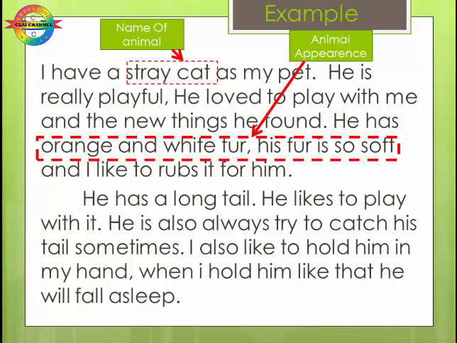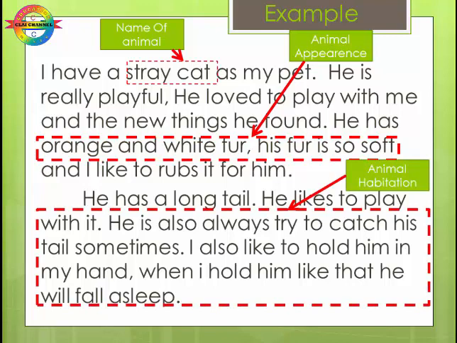His fur is so soft and I like to rub its fur. So the animal appearance: he has orange and white fur. So we can imagine what the cat looks like. Animal habits: what does the animal do every time?